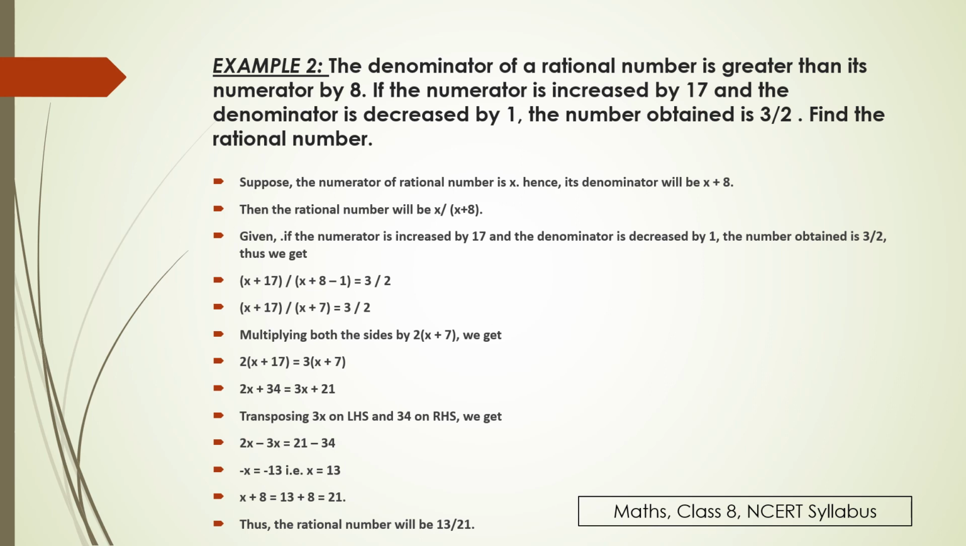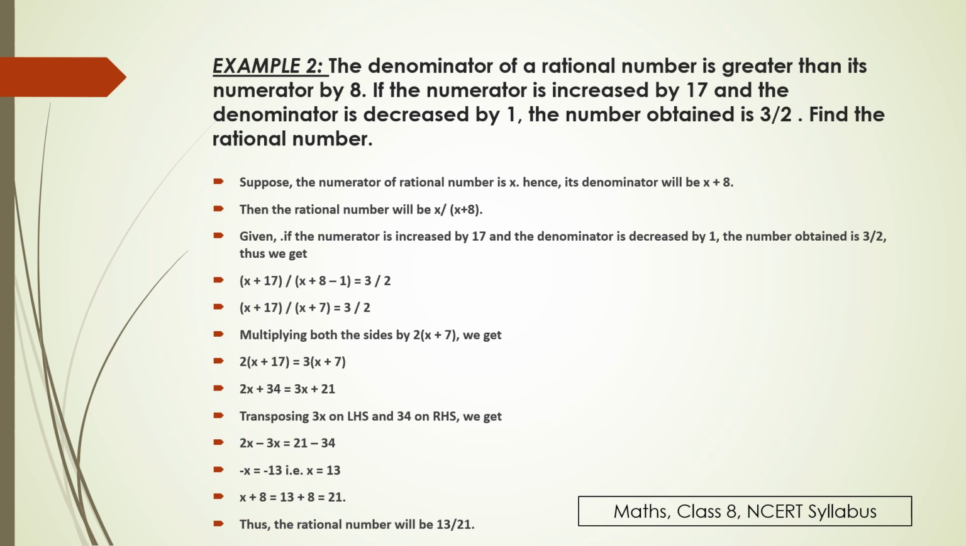Now let's take the second example, which is a little more complex than the first example. There are two conditions in this example. The first condition is, the denominator of a rational number is greater than its numerator by 8. And the second condition is, if the numerator is increased by 17 and the denominator is decreased by 1, the number obtained is 3/2. So by considering these conditions, we shall find the rational number.